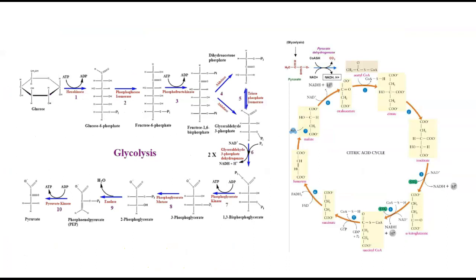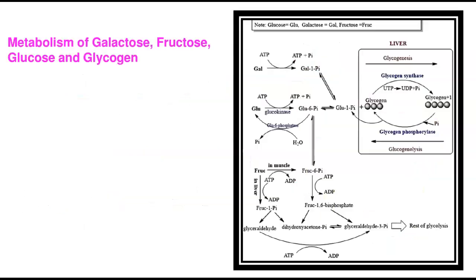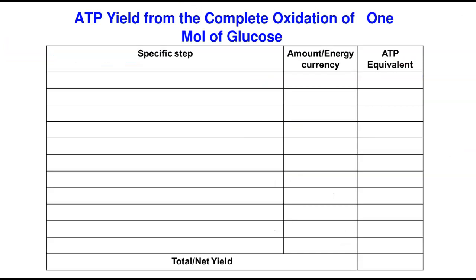Now, why I put back this picture is for you to remember what we did about glycolysis, about the citric acid cycle, and about the metabolism of other monosaccharides. We have to remember that, because we have to trace them as we do our ATP calculation in the next step.